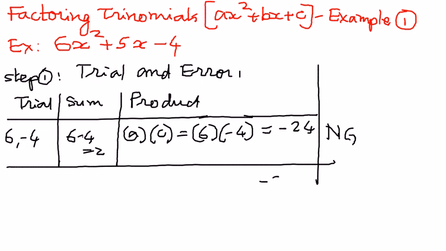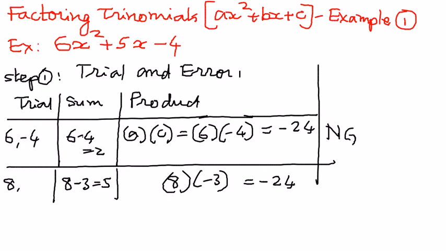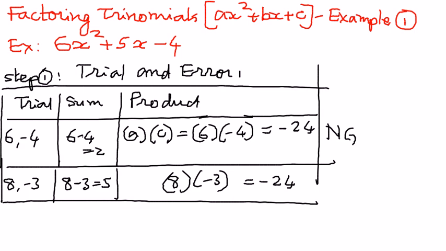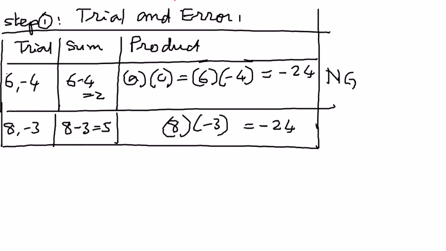We want the product to be negative 24, but we want to see what are the two numbers that when we add them will equal positive 5, and when we multiply them will equal negative 24. Therefore, 8 times negative 3 is negative 24, and 8 minus 3 is equal to 5. Therefore, the two numbers we want to try are 8 and negative 3. And that satisfies the middle term, and that also satisfies the product of a times c, right? So the two numbers we are looking for are 8 and negative 3.